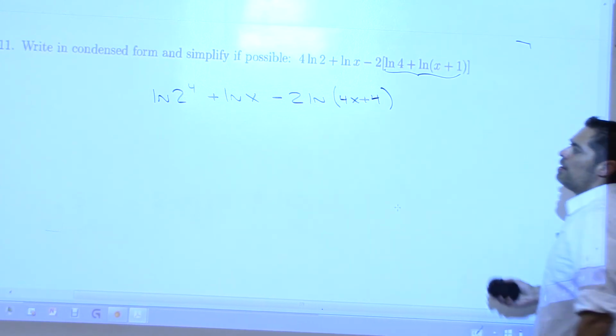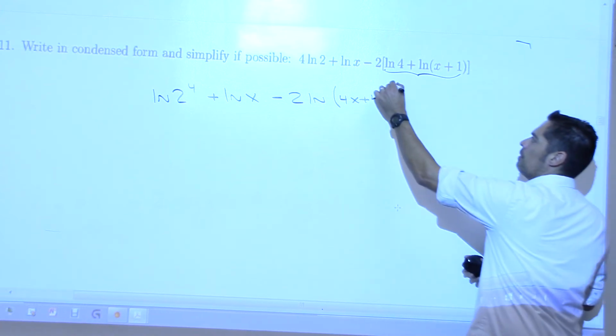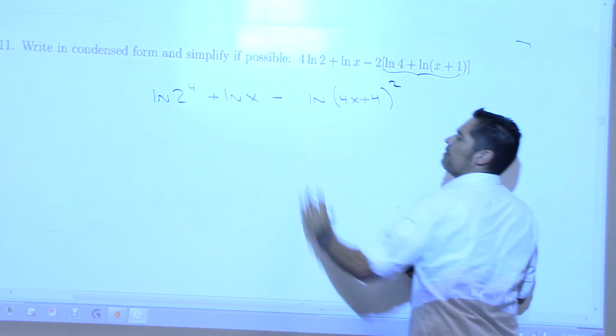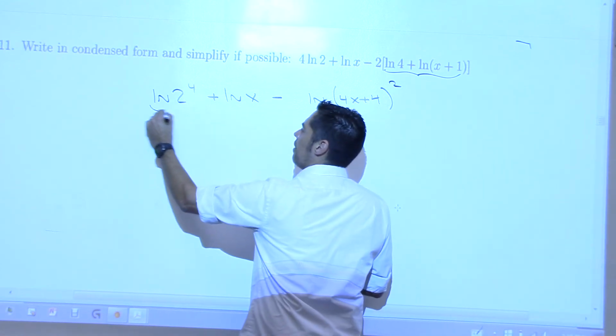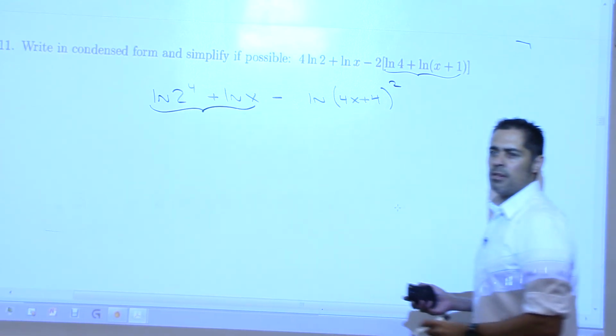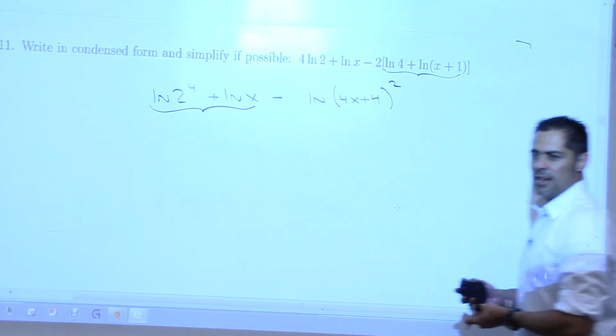Is that okay? Yeah. Now you can bring the 2 up. The -2 up, I'm sorry. I'm going to leave it as a negative out there, though. And then I can put these two together, because that's addition. I can turn it into multiplication. So 2 to the 4th is 16. So 16 times x.